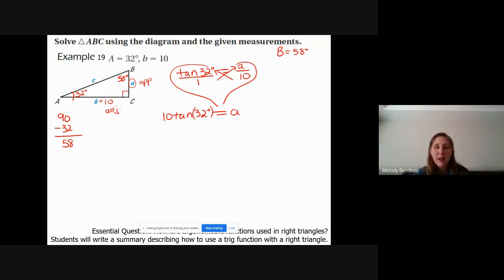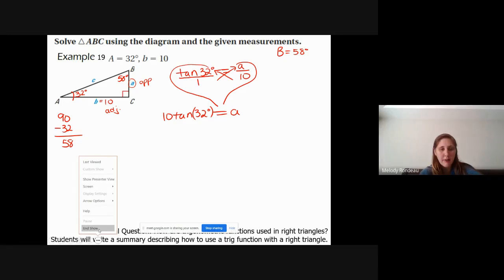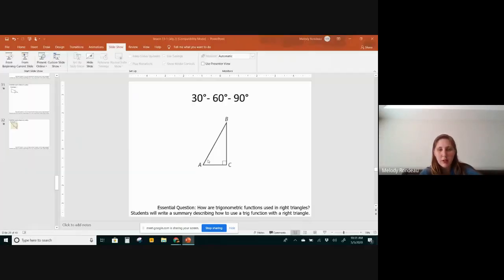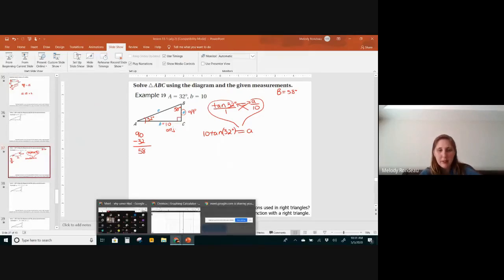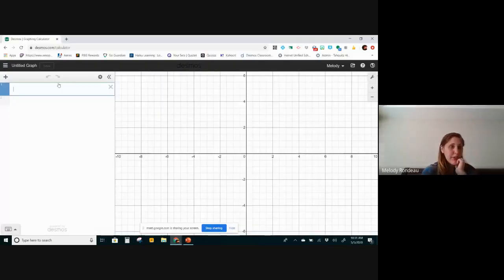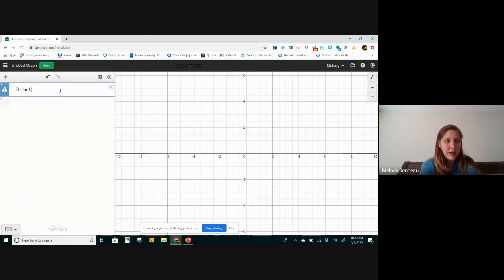All right, so at that point, we're going to jump over and look at Desmos. I'm going to do it on Desmos. You can use whatever version you want, whatever calculator you have handy. There's my Desmos. So I believe it was 10 times tangent, so I'm going to do 10 times, and I just use the little star key for my times. And then when I go to tangent, you can just type the word tangent, and that will work.